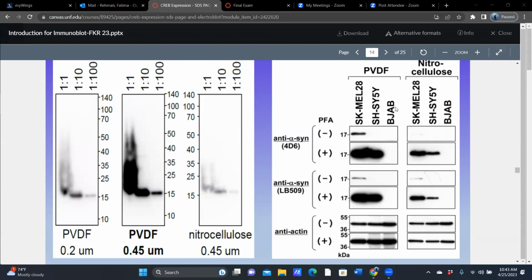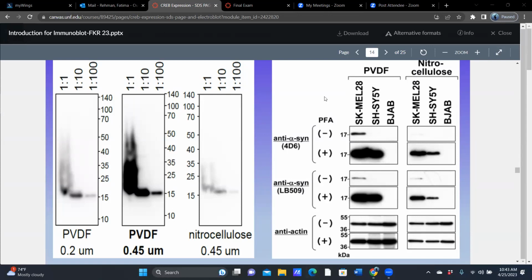So for Westerns, remember, you don't want merging of the signal in adjacent lanes, because it's going to be hard to quantify. And you don't want overexposure either, right? You don't want underexposure where you can't see the signal, but you definitely don't want overexposure. So looking at these, which one would you choose, nitrocellulose or PVDF? Exactly. In this case, nitrocellulose is going to be a better choice.